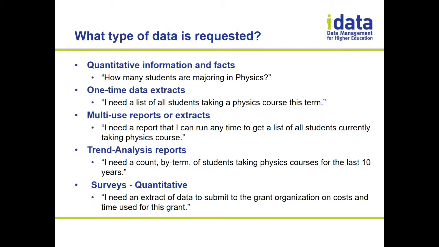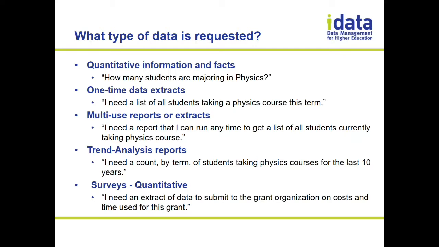Then you might need a trend analysis report. So I need a count by term of students taking physics courses for the last 10 years. Am I going up or down or steady? What's happening to the people who are interested in physics and the demand on physics courses at my school? That can usually be done directly out of the system, but may also need more complicated results. I might need a data warehouse or a data mart, or I might need to move it into another system. Or maybe that's going to be done in SAS, or who knows.